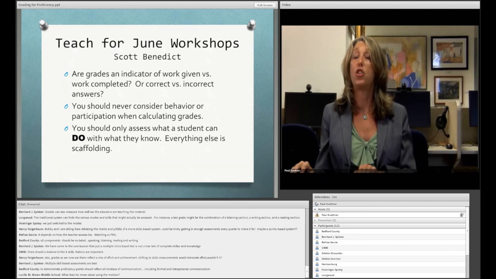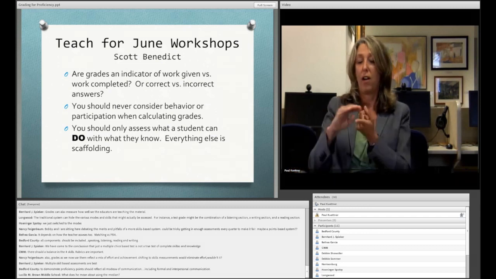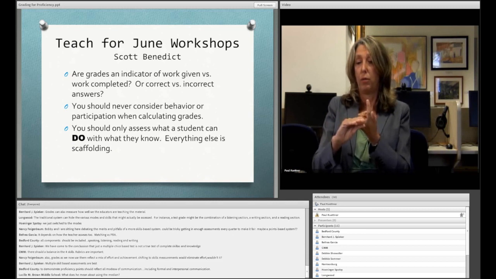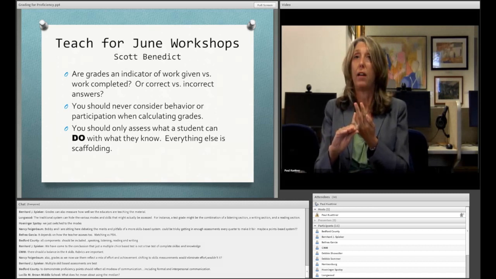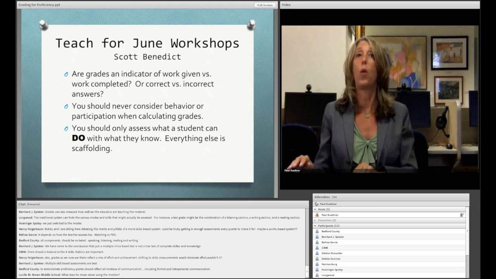And also it's a doing with what they know. So it's not just the discrete knowledge. They know how to conjugate the verb. They know how to form a question. They know the particular vocabulary, but actually what they're doing with it.